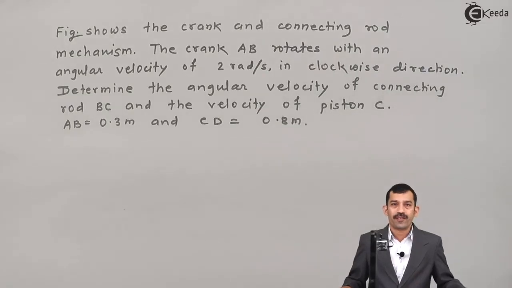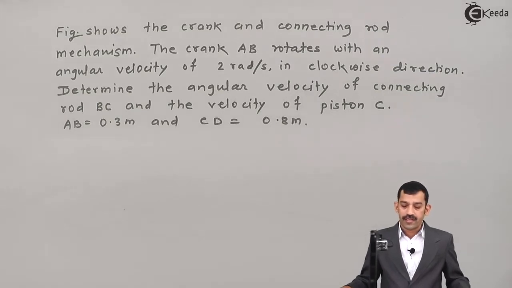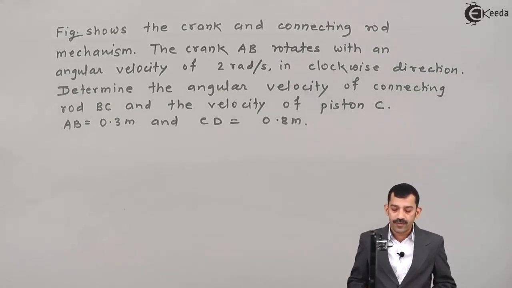Solve a problem on kinematics of rigid body. Let's see what is given in the problem. The figure shows a crank and connecting rod mechanism. The crank AB rotates with an angular velocity of 2 radians per second in clockwise direction. Determine the angular velocity of connecting rod BC and the velocity of slider C.